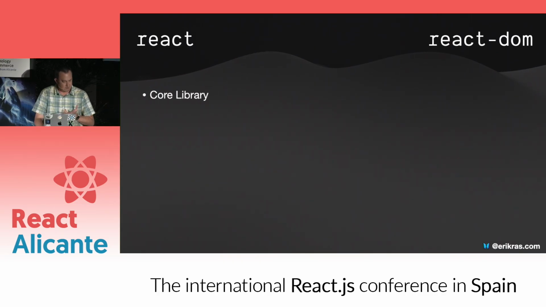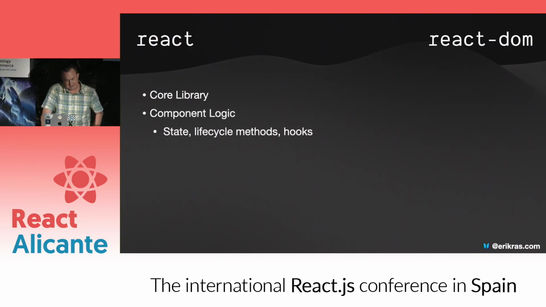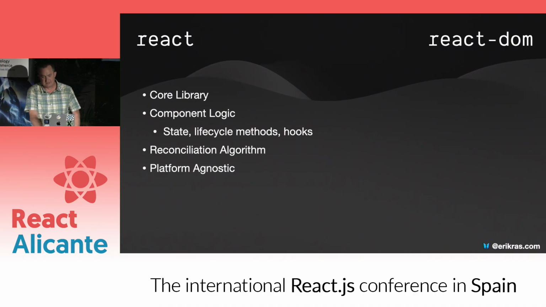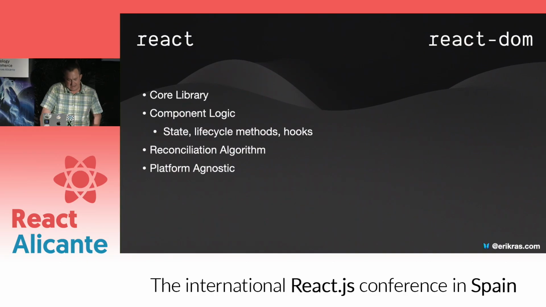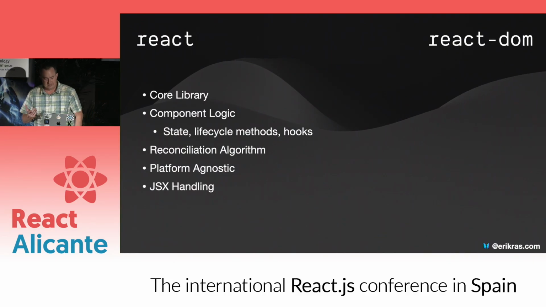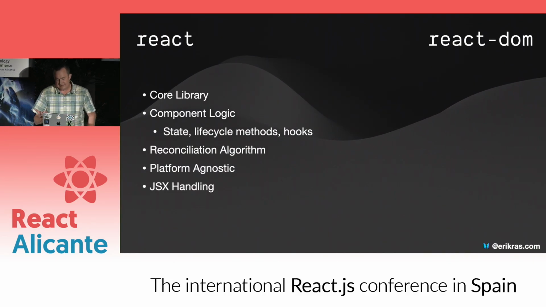React is the core library that provides the fundamental API for building UI components. It provides the component logic. It manages the component state, the lifecycle methods, and hooks. And it also contains the reconciliation algorithm that determines how updates should be applied to the UI, like which bits to re-render. And it is platform agnostic. It can be used with lots of different renderers. React DOM is the most common one, but we've got React Native for things like Expo, like we saw earlier today. And it also handles JSX. It converts JSX into JavaScript functions, but it does not dictate how they are rendered.